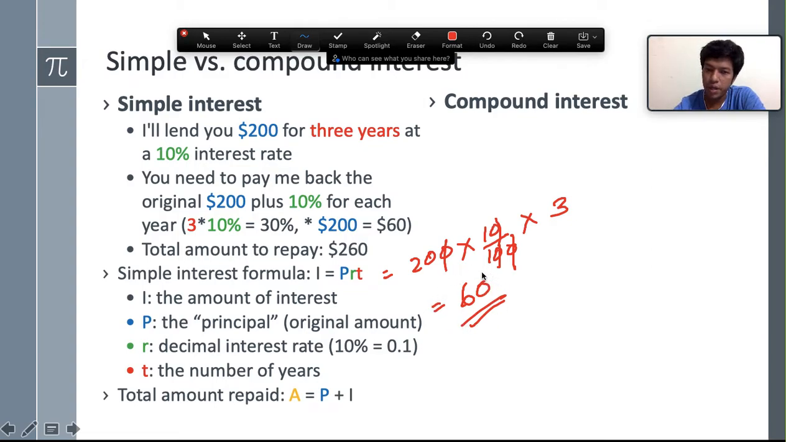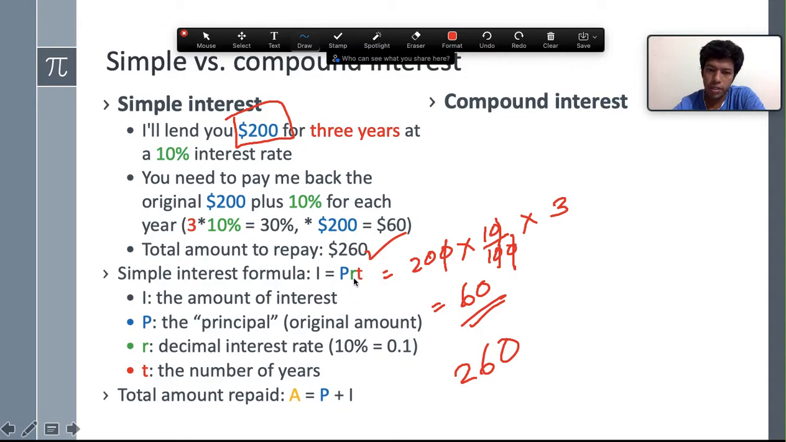This is your interest. So total amount of money that you deposited is $200. You get $60 interest. So total is $260 you will get in total. So this formula will give you the interest very easily.